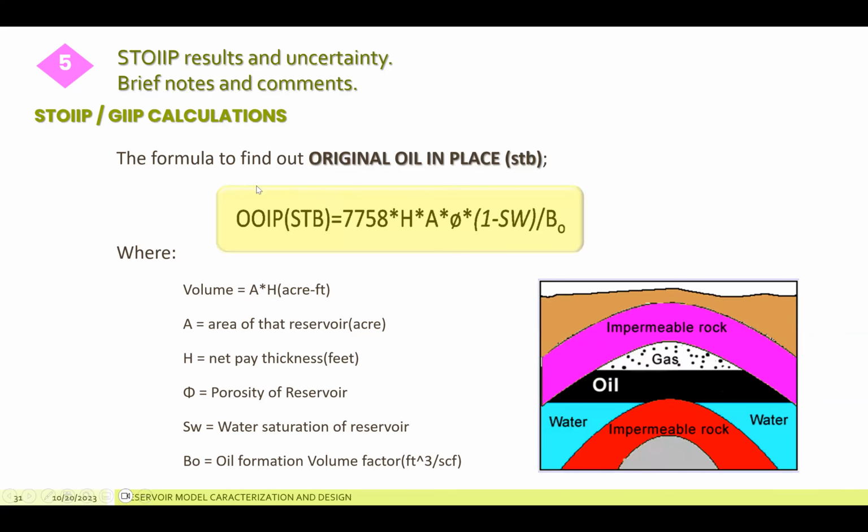Finally, or not finally, I'm going to show you the formula. Why am I showing the formula? Just to give you the issues that you need to be aware of before you say to your manager, this is my STOIP. So STOIP is a relation between properties like net pay thickness, porosity, and water saturation. But you also need to know the area. This constant over here depends on your units. You can have different constants here.